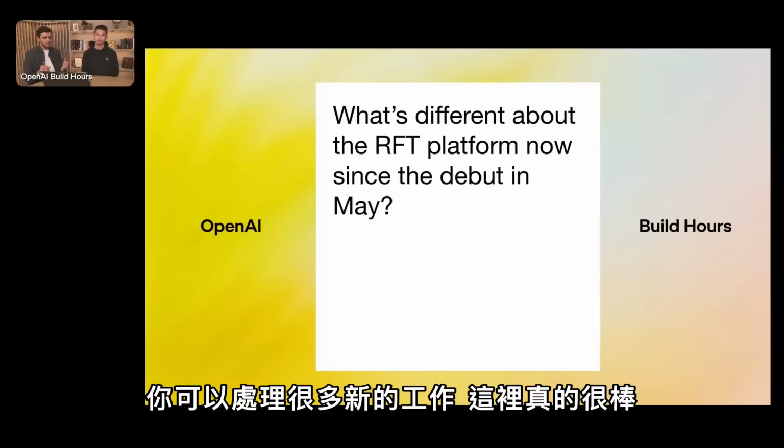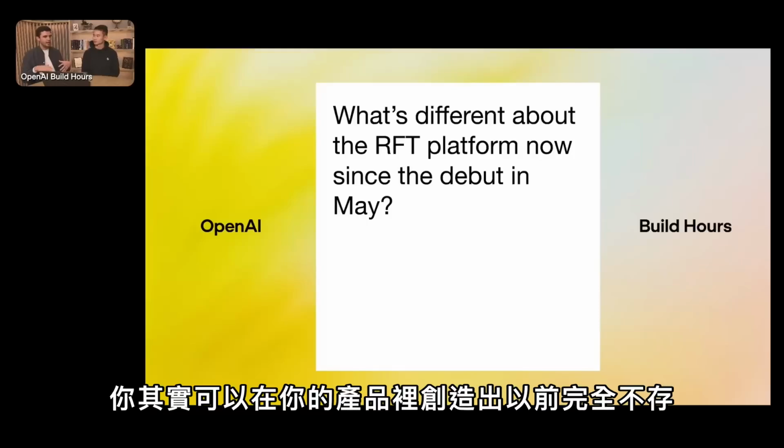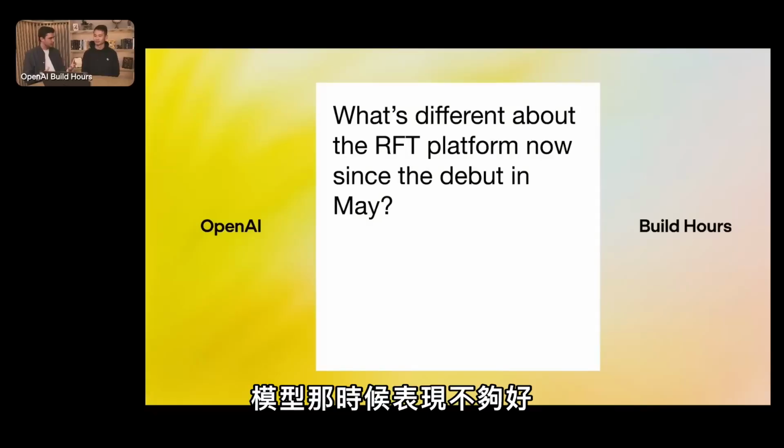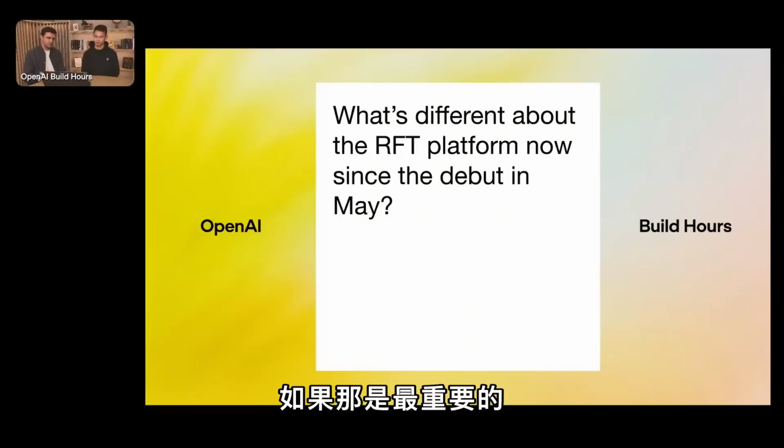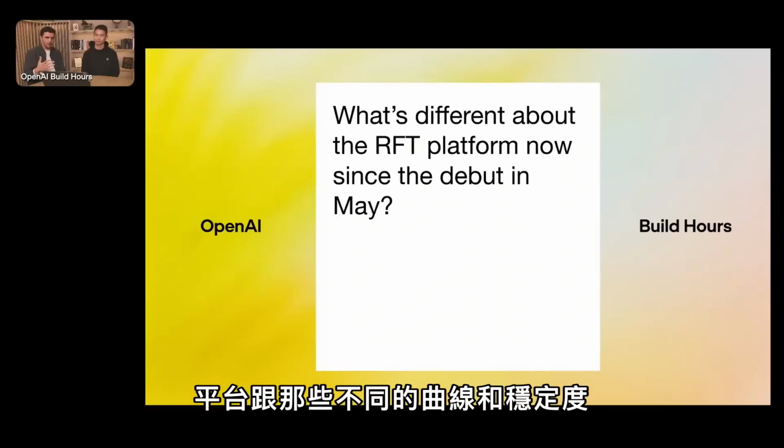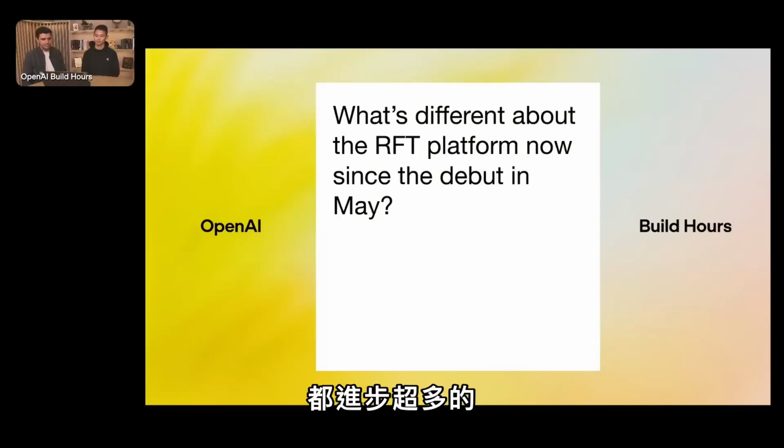And what is great here is that with this, you can actually create features in your product that just did not exist before. The model was not good enough, and now you have a path, other than prompting, to help the model use those tools well and build the product that you actually want. So for me, that's the most important. And then a lot of work also on the observability of the platform and those different curves, and all the stability. All of this has improved a lot, and that's great.